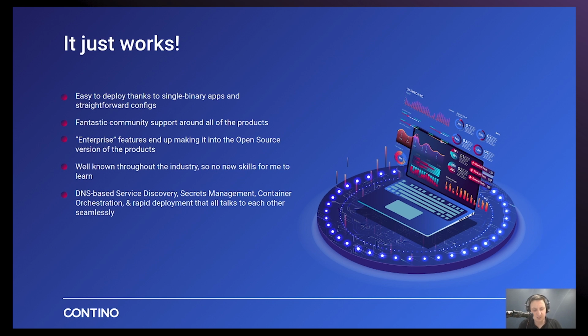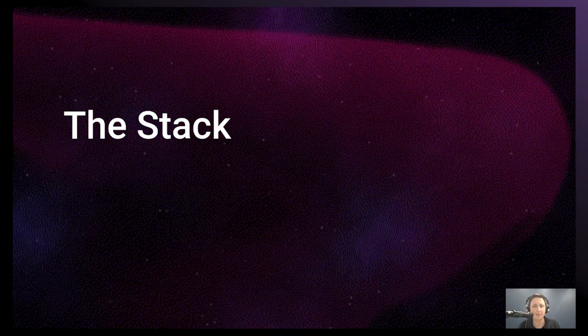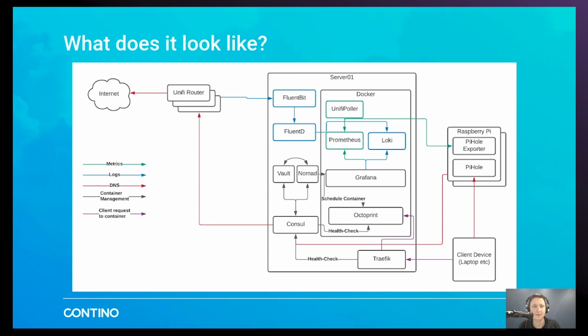So let's look at this stack and let's see how I've got this configured and what it is I'm doing. So this is a network diagram of what I've currently got. And like all good network diagrams, it needs a bit of updating. However, what we can see is Vault and Nomad and Consul and Traefik. Now, Traefik, for those of you that don't know it, is a reverse proxy, and it plays a very important part in my network.